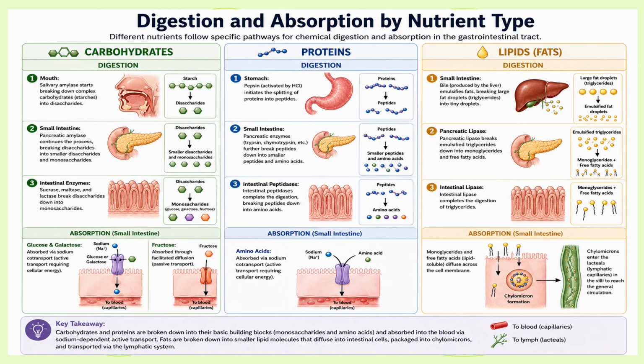So now let's finally look at lipids, or fats. These are primarily triglycerides. This is a two-step process in the small intestine. First, the fats have to be emulsified, or dispersed into tiny droplets, by the bile produced by the liver. Once emulsified, pancreatic and intestinal lipases can effectively act on the fat to break it down into monoglycerides and free fatty acids.